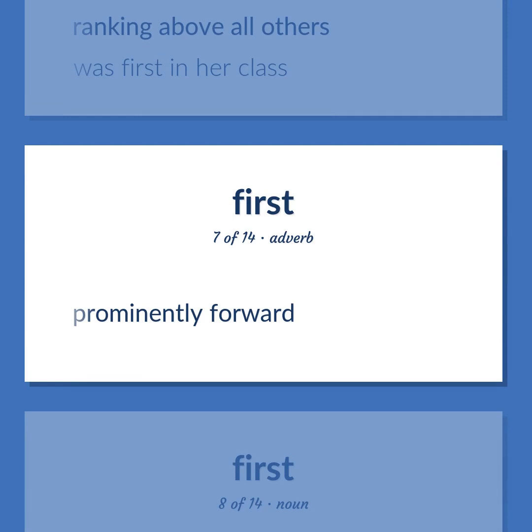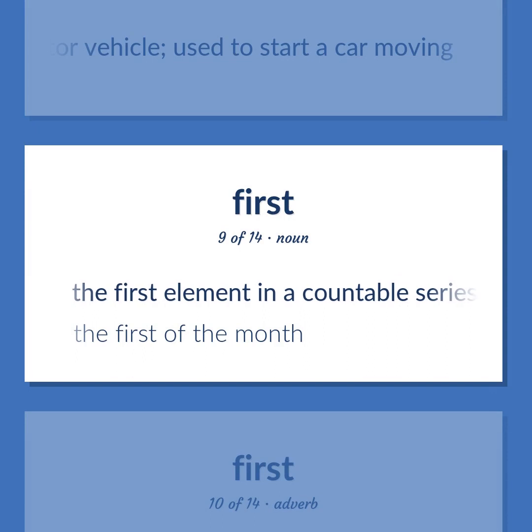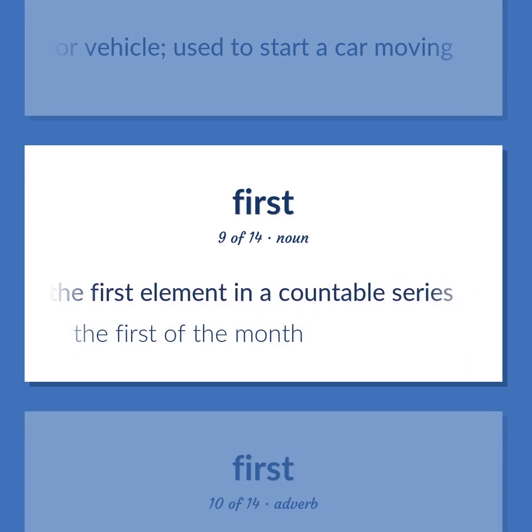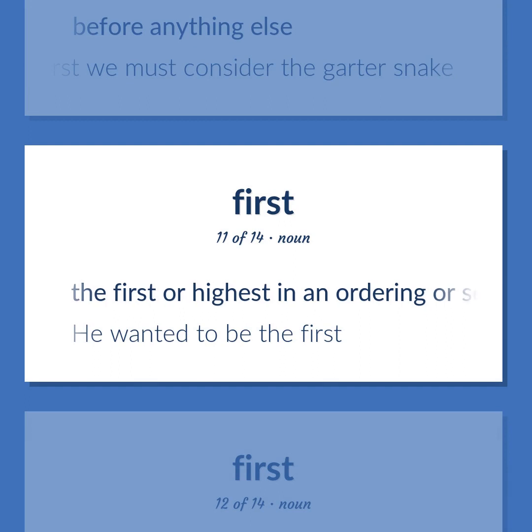Prominently forward. The lowest forward gear ratio in the gearbox of a motor vehicle, used to start a car moving. The first element in a countable series. The first of the month. Before anything else. First we must consider the garter snake. The first or highest in an ordering or series. He wanted to be the first.